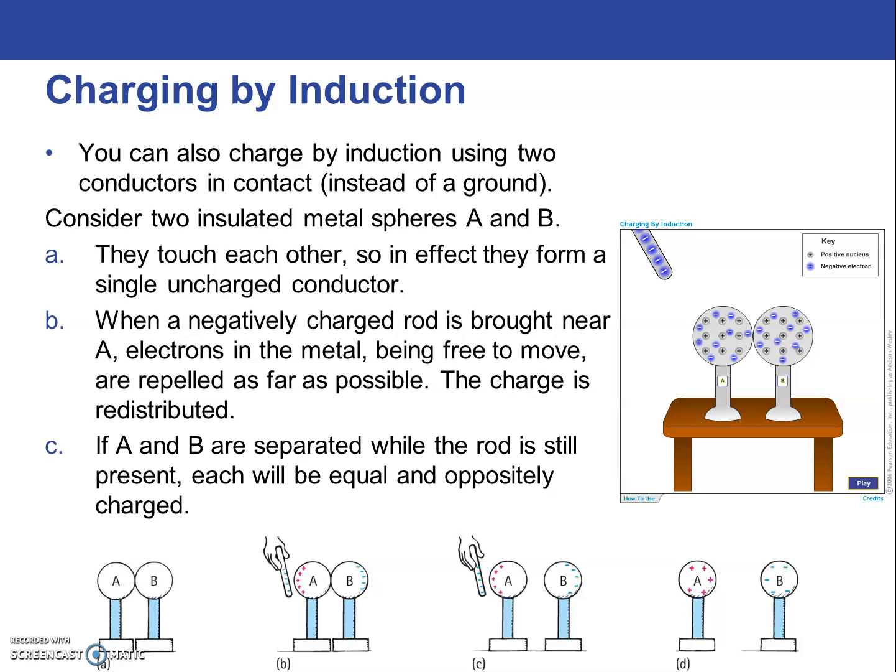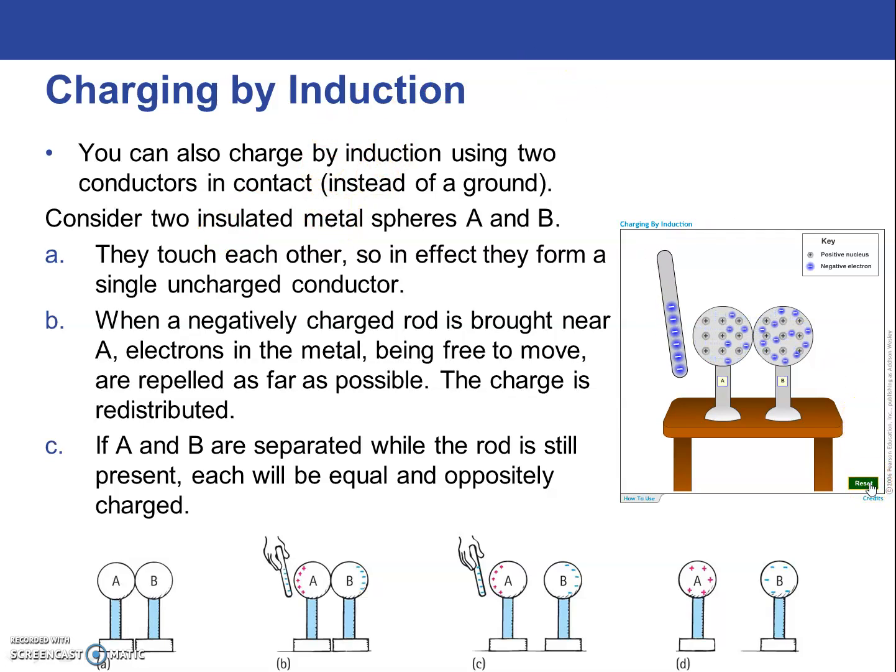Another way to charge something by induction is by using two conductors, and you may notice this is essentially the same. In the previous example we used myself or some ground; here the ground is just a different conductor. So say you have two metal spheres, sphere A and B, and say that they're touching. So they're in contact. Let me just play the video.